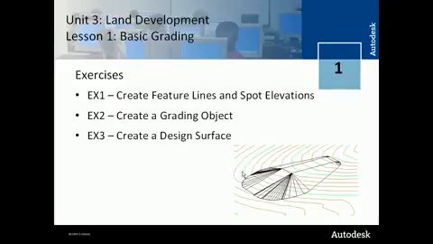The first lesson in Unit 3 is on basic grading, and this lesson has some introductory exercises that expose you to the grading functionality in Civil 3D 2010. This will prepare you for a later lesson where you learn how to grade an actual subdivision from corridors and some more complex grading features. In Exercise 1 for Lesson 1, you learn how to create feature lines and spot elevations. In Exercise 2, you create a grading object, and in Exercise 3, you create a design surface.